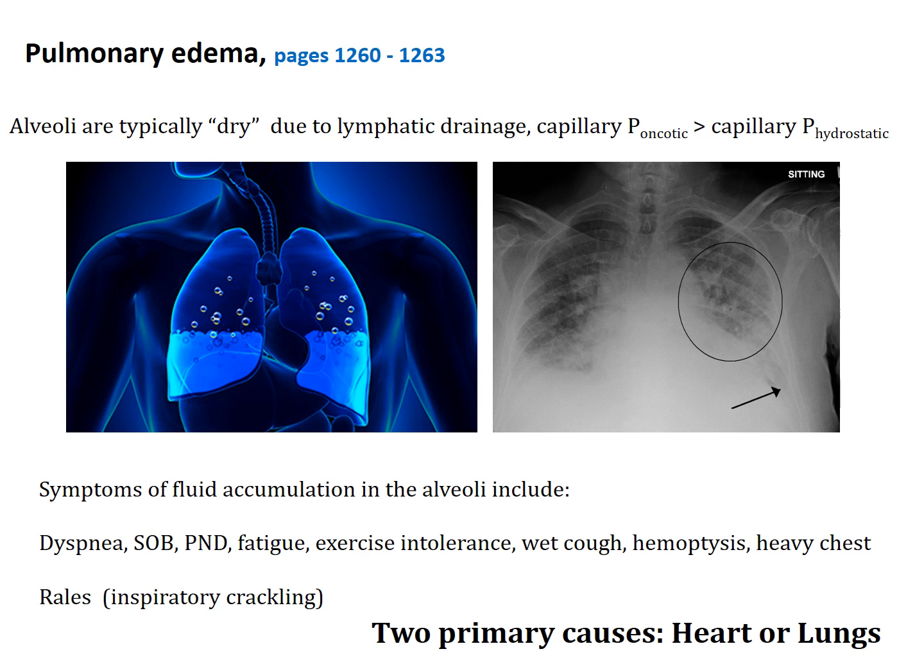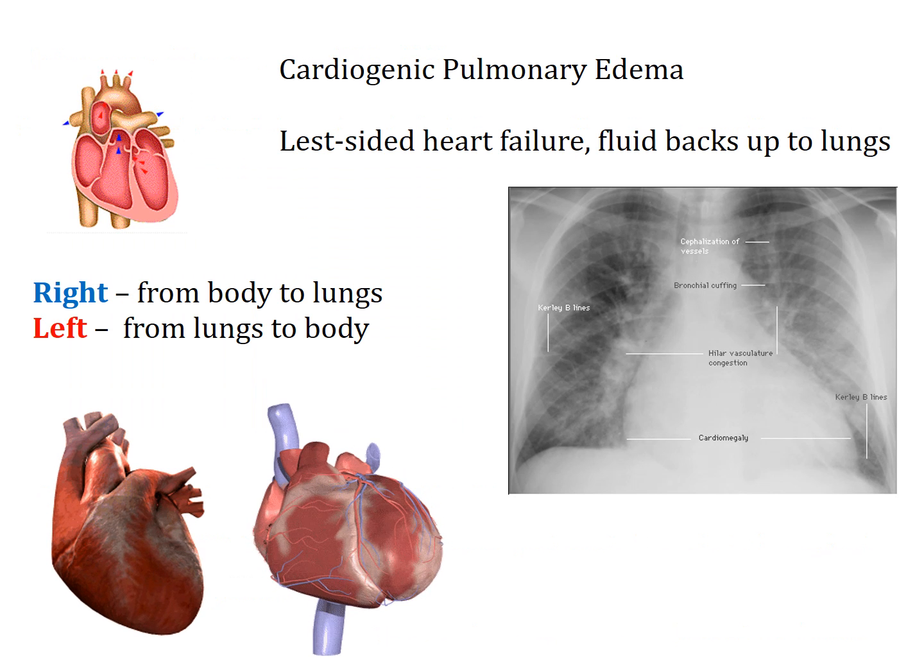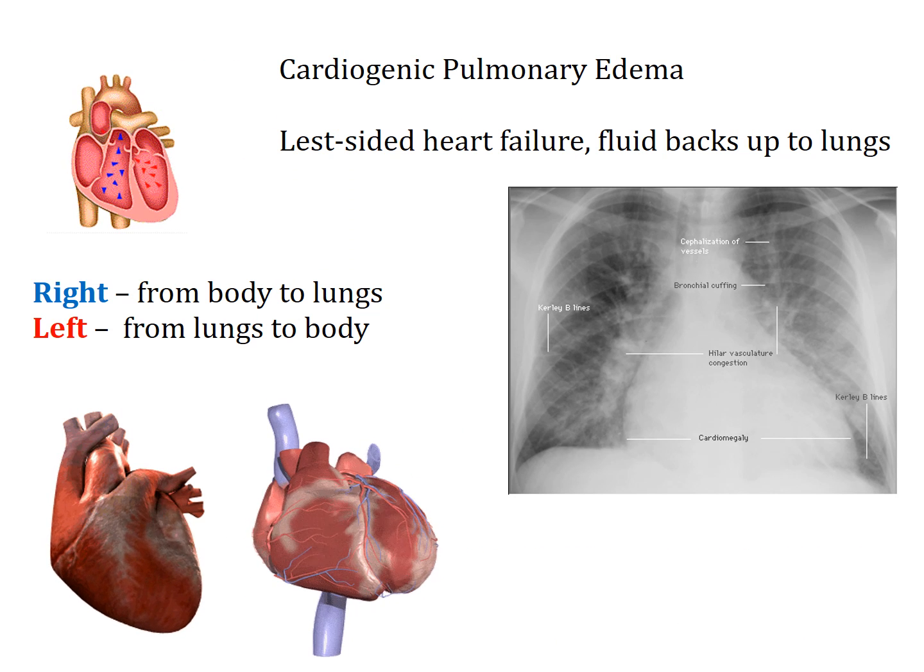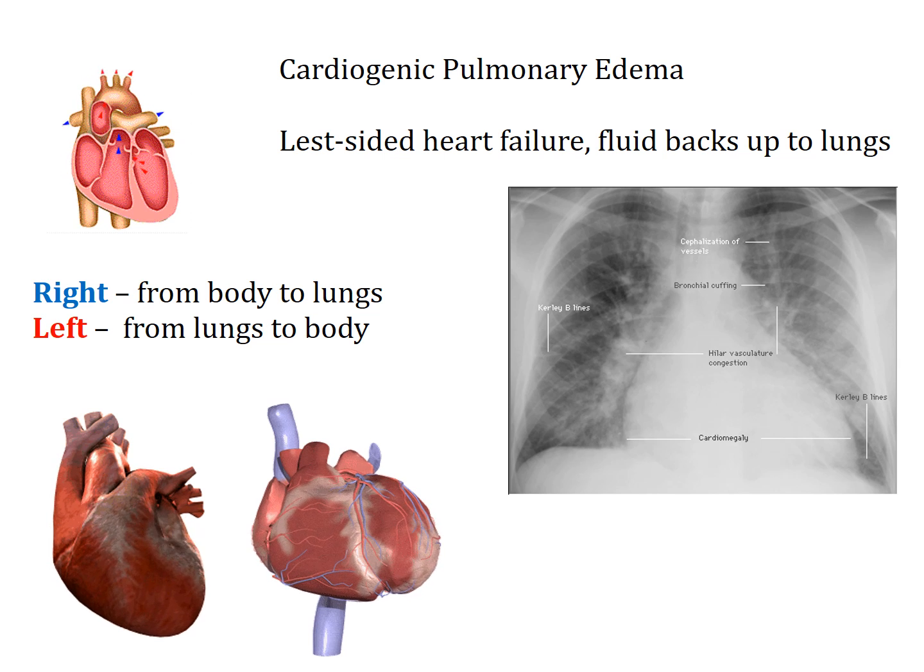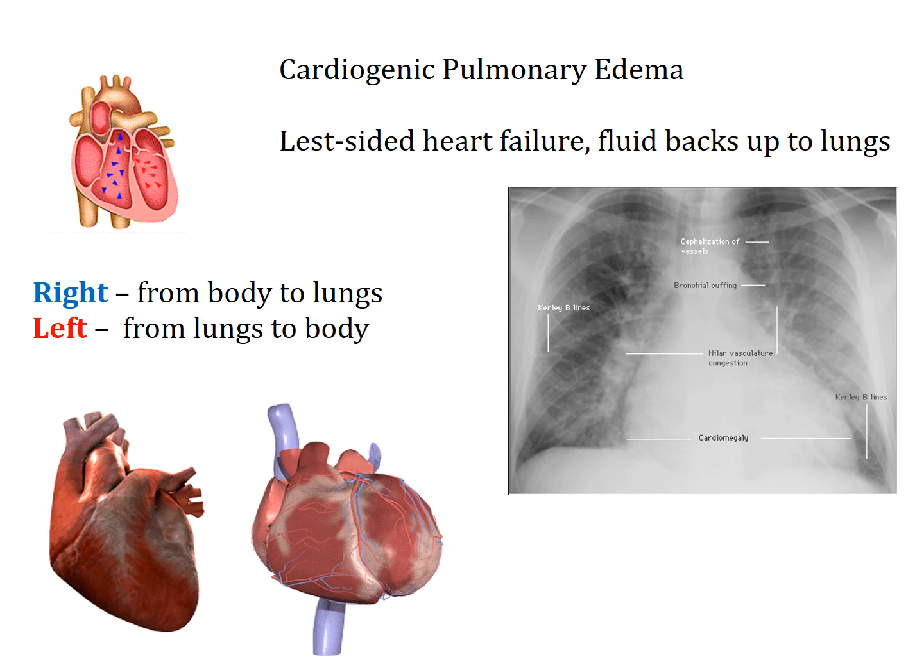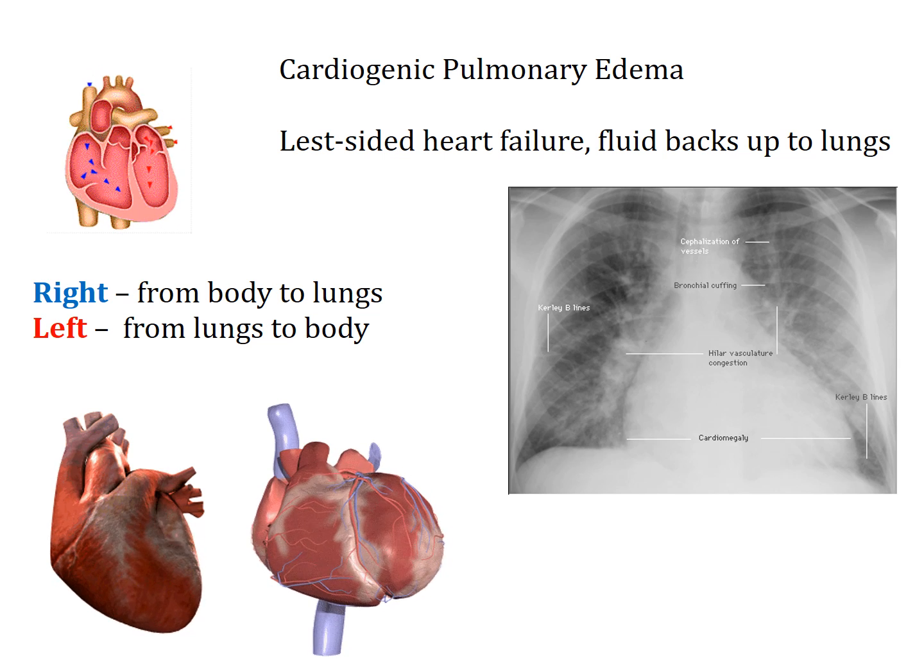Again, the primary causes of pulmonary edema are either heart failure or pathology which is occurring directly on the lungs, and that pathology is resulting in spilling of fluid into the alveoli. So we'll get into heart failure. Again, cardiogenic pulmonary edema: left-sided heart failure results in fluid backing up into the lungs. We'll talk in some detail about that in a couple of weeks.